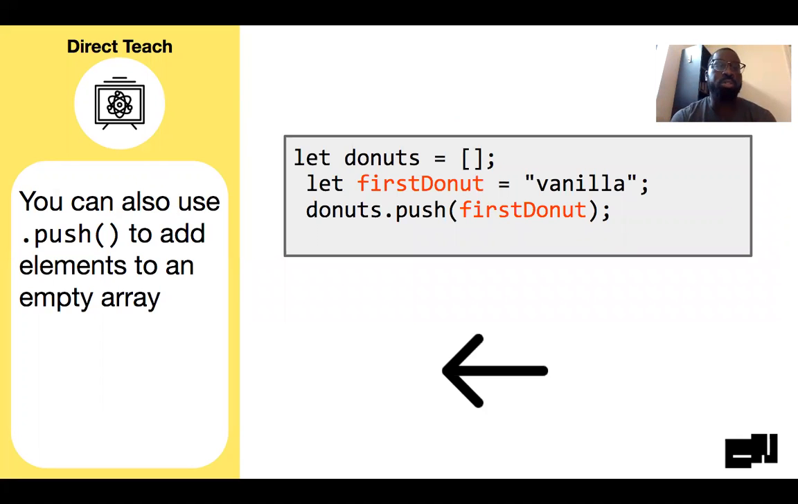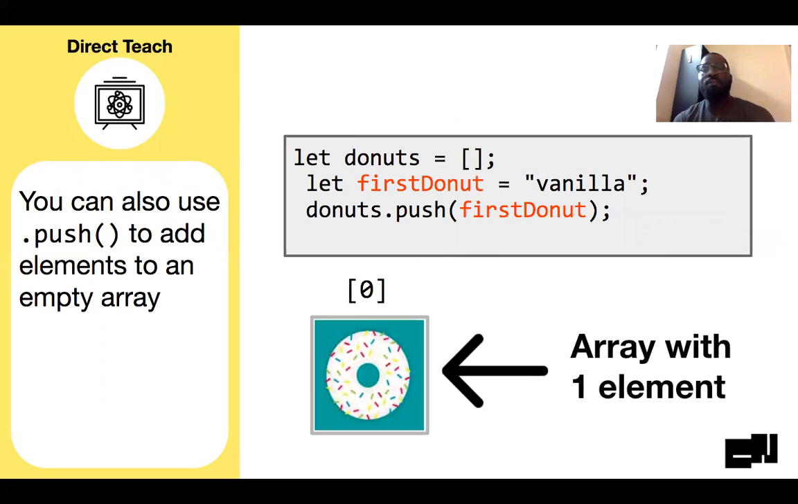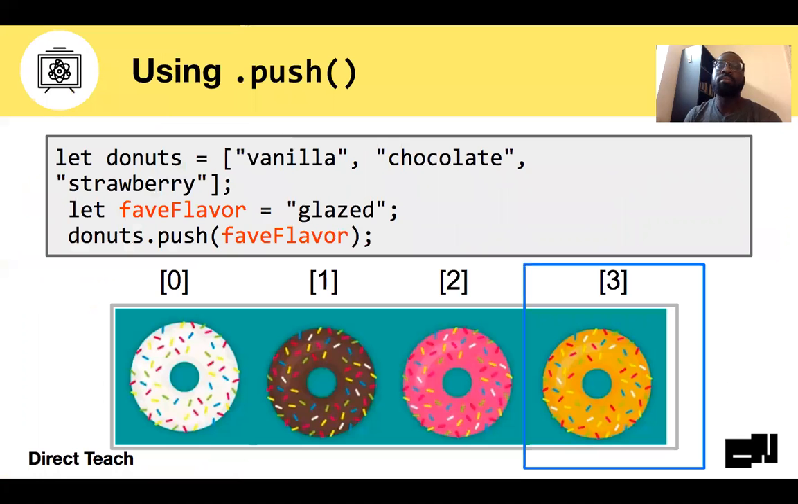You can also use dot push to push stuff into an empty array. So you can see donuts here is an empty array, just a square bracket, nothing in it. And now we're pushing in the string vanilla as our first donut in our array. So now we have 1 array element, and that is vanilla, and that sits at the index of 0.